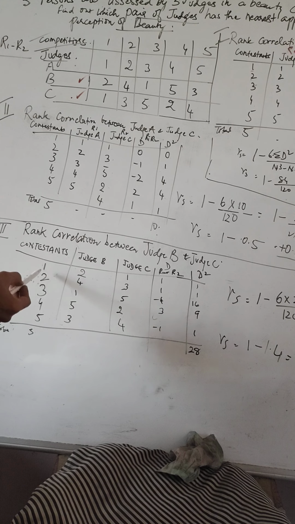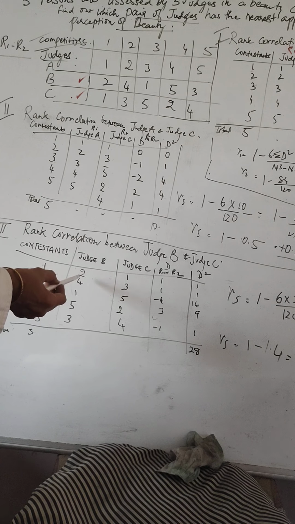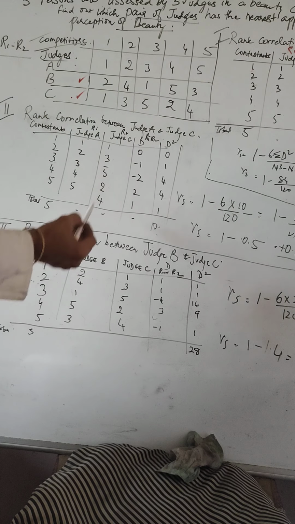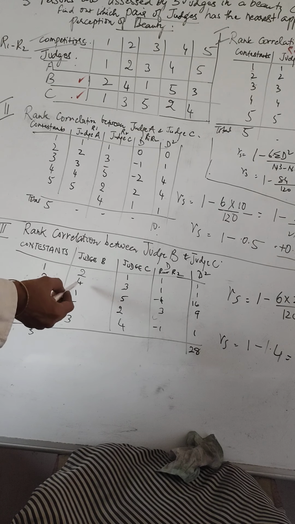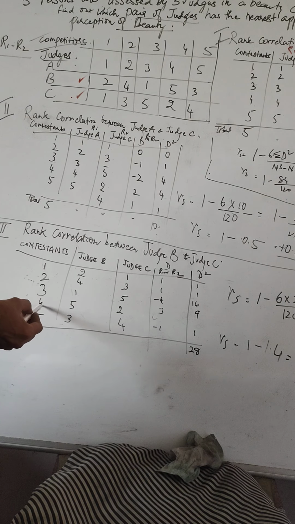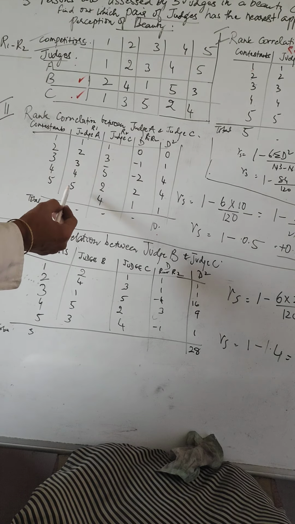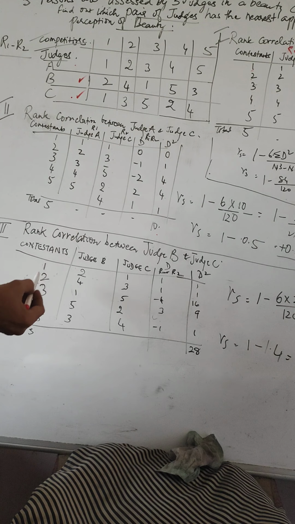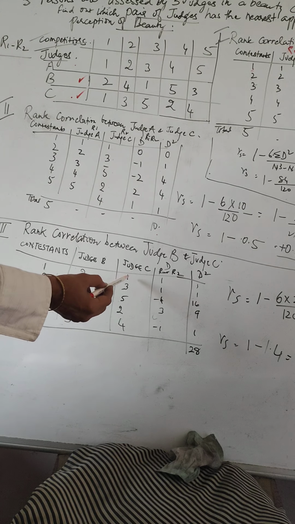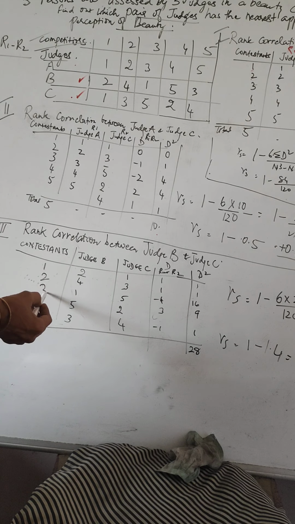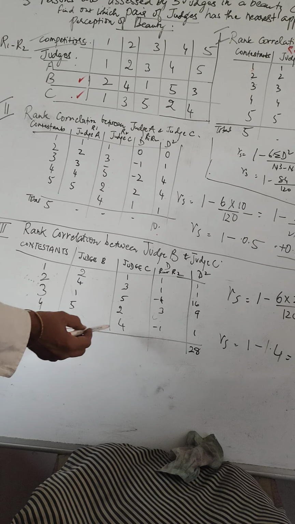So, the contestants are given as 1, 2, 3, 4, 5. Judge B has given the second rank to the first contestant, fourth rank to the second contestant, first rank to the third contestant, fifth rank to the fourth contestant, and third rank to the fifth contestant. Now, Judge C, what is his ruling? To the first contestant, he has given rank 1, to the second, third, to the third contestant, fifth rank, to the fourth contestant, second rank, and to the fifth contestant, fourth rank.